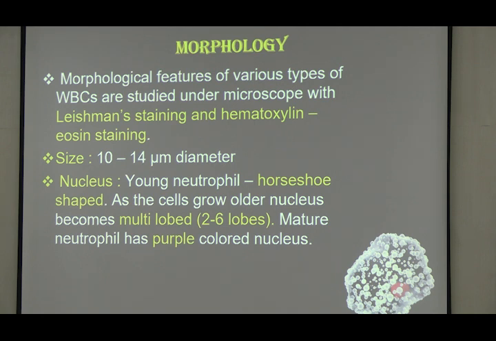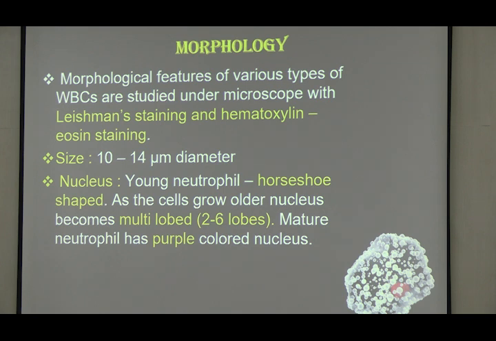When they grow, this band shaped nucleus will become lobulated, but the lobes are interconnected. First, they will form bilobe neutrophil. When they mature further, there will be trilobe neutrophil. Again, there may be tetralobe, 5-lobe, and 6-lobe neutrophil. Then they will die. These are old, senile.